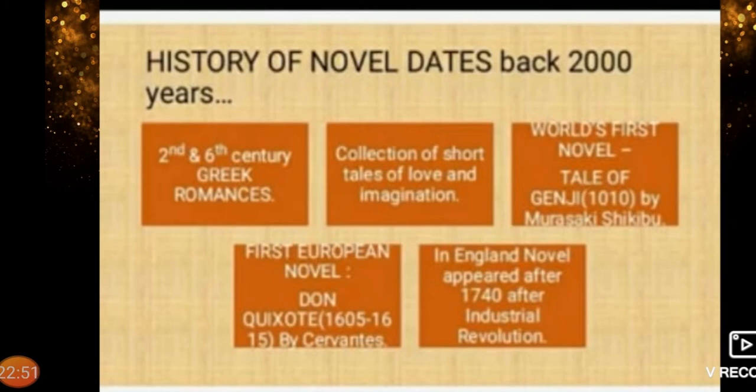The history of novel dates back 2000 years. Between the 2nd and 6th centuries, Greek romances took the chance of writing novels. Novel was a collection of short tales of love and imagination. The world's first novel, which was that? It was a Japanese novel written by Murasaki Shikibu. The name of the novel is Tale of Genji. In which year was it written?